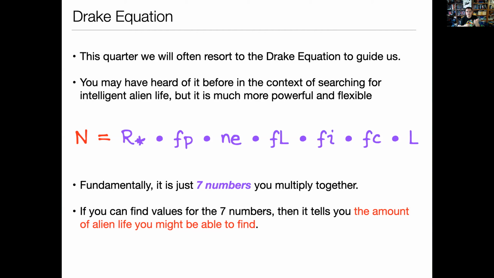Okay, so when you're using this to search for intelligent life, then n is the number of alien civilizations you might communicate with. Today, the way we're going to use it is n is going to be the number of planets where we might actually find life in the galaxy. Okay, so that's the framework we're going to talk in.